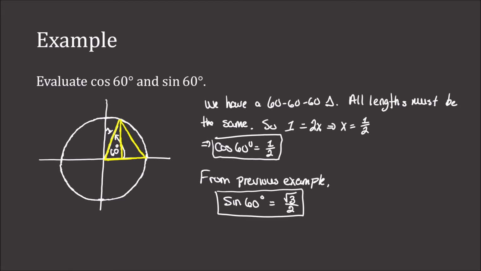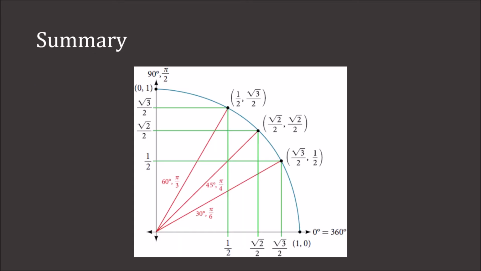So these angles, along with 0 degrees, are summarized here. So cosine of 0 is 1, sine of 0 is 0. Cosine of 30 is root 3 over 2, sine of 30 is 1/2. Cosine of 45 is root 2 over 2, sine of 45 is root 2 over 2. Cosine of 60 is 1/2, sine of 60 is root 3 over 2. Cosine of 90 is 0, sine of 90 is 1.